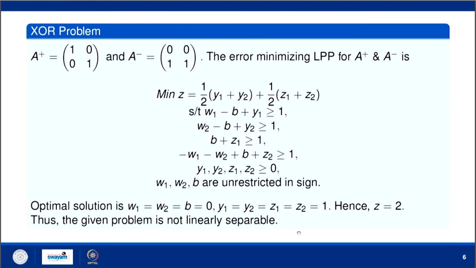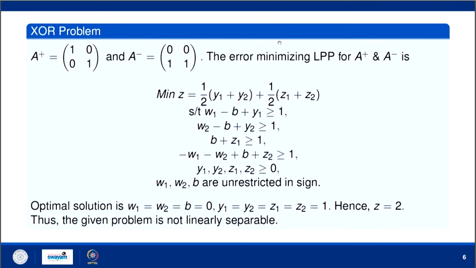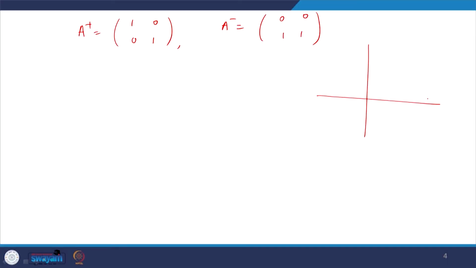Okay. So, similarly, if we have the XOR problem, what is the XOR problem? A plus is (1,0), (0,1) and A minus is (0,0), (1,1). If you see here, (1,0) is something here, (0,1) is something here, (0,0) is something here and (1,1) is something here.